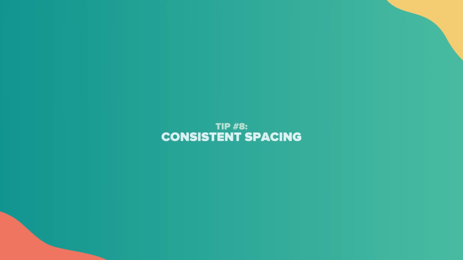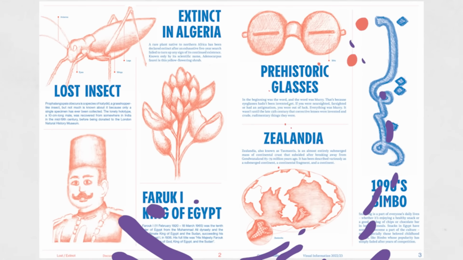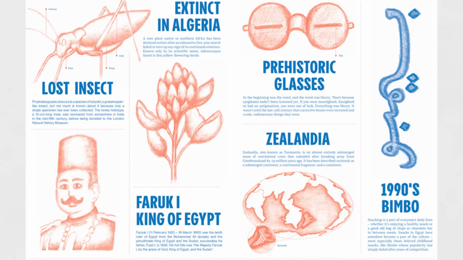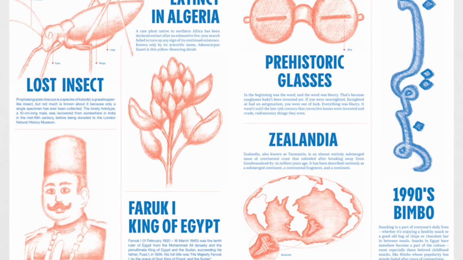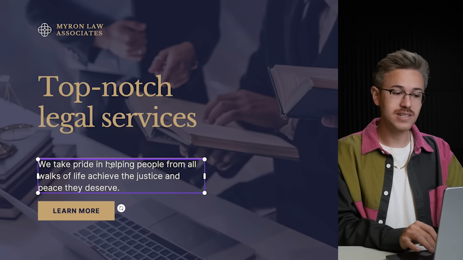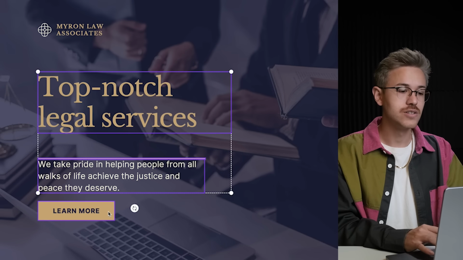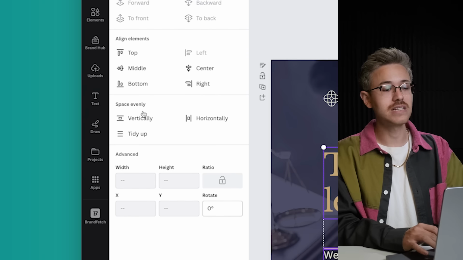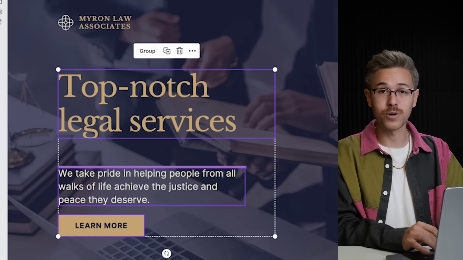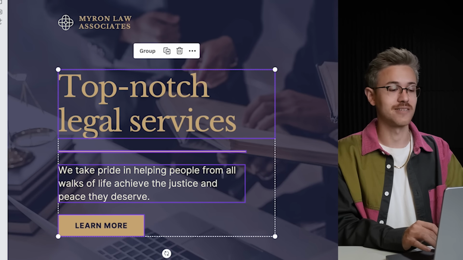Tip number 8, consistent spacing. Great designs should have consistent spacing. The great news is Canva has a tool that can help with developing consistent spacing very easily. Just select all of your elements, choose the position button at the top of the frame, and now you can evenly space your elements using consistent vertical or horizontal spacing.